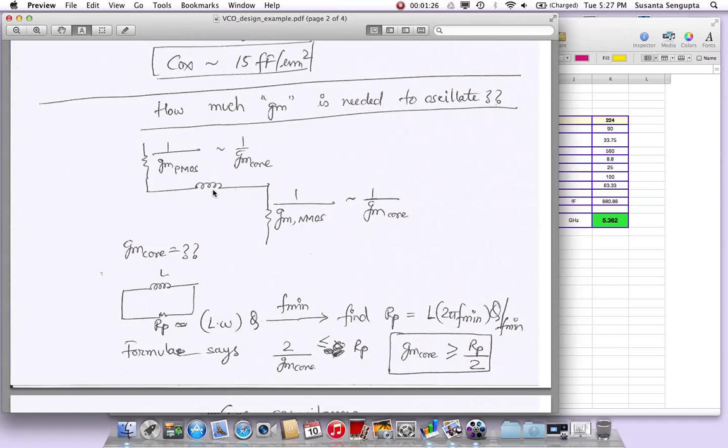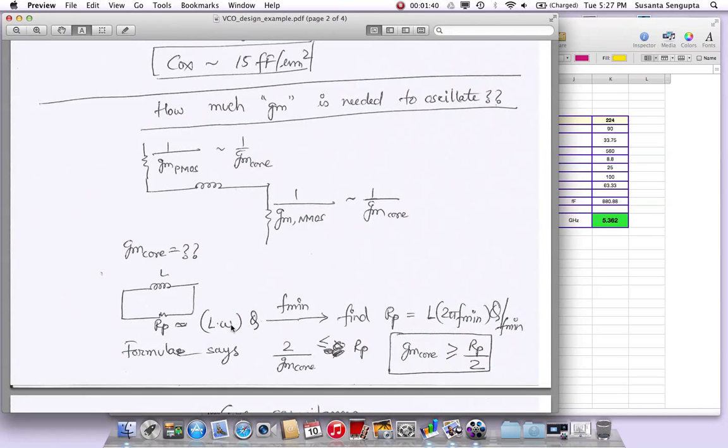I want to know approximately what GM core value I need so that I can overcome the losses on this inductor. So what is that value? We're going to calculate it, but first let's look at the inductor. The inductor is going to have an RP, the parallel effective resistance, which is given as L times omega.